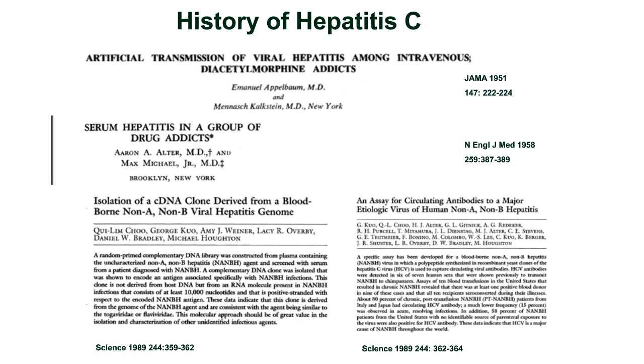This then subsequently, after many years of being called non-A, non-B, led to the discovery of the hepatitis C virus, which was discovered in Emeryville with simultaneous papers published in Science in 1989 that identified the cDNA clone from a bloodborne non-A, non-B hepatitis C genome, which became hepatitis C, as well as the diagnostic antibody that was initially used. And here we are now in 2018.